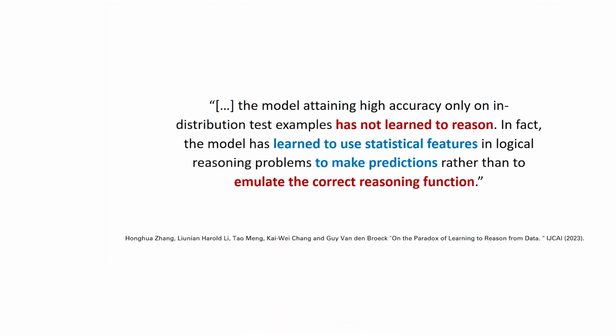There's a recent paper in IJCAI 23 that looks at large language models and their capabilities to do logical reasoning and probabilistic reasoning, right? And the conclusion, with solid experimental evidence, is that a model that has been trained to achieve high accuracy on in-distribution examples has not learned to reason. So even if you train a model, giving it logical reasoning questions as the input and the answers as the output, and you train the model to find the mapping or do the translation, such a model cannot really learn to reason. What it can only do is use statistical features to make predictions rather than to emulate the right reasoning function.